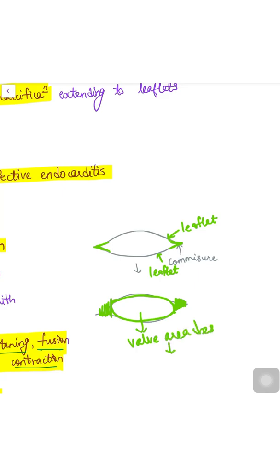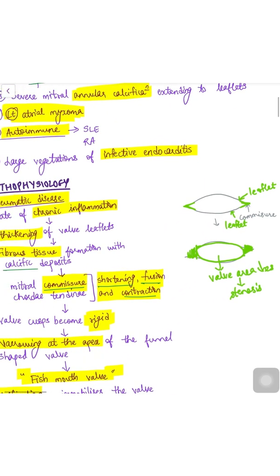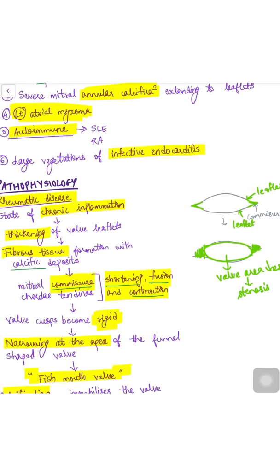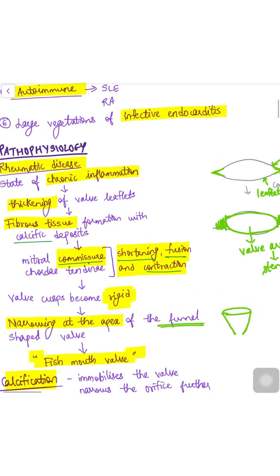That is basically a stenotic valve. The valve cusps become rigid and there is a narrowing at the apex of the valve, because of which the valve takes a funnel shape. The funnel is narrow at the apex. So it takes the shape of a funnel and it's called a fish mouth valve. So the rheumatic mitral valve is usually in the shape of a funnel. It's called a fish mouth valve.